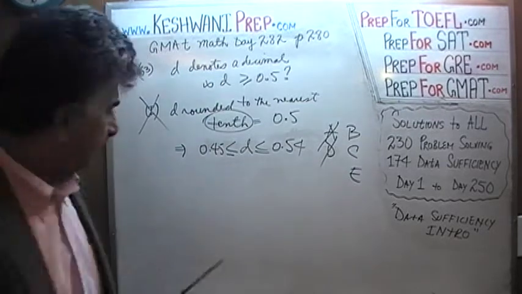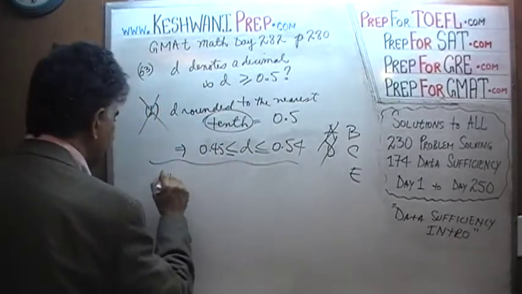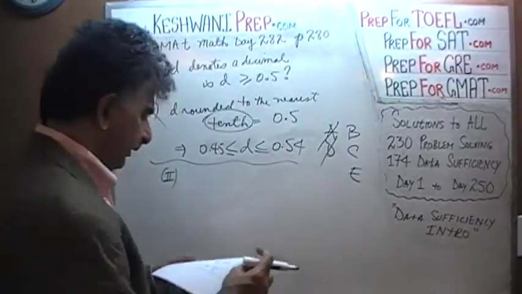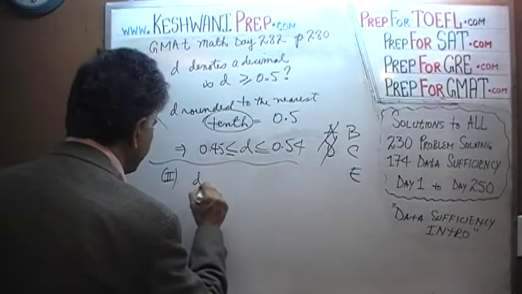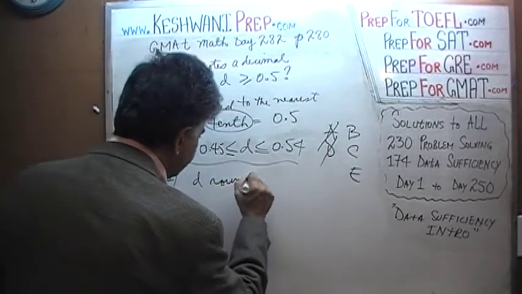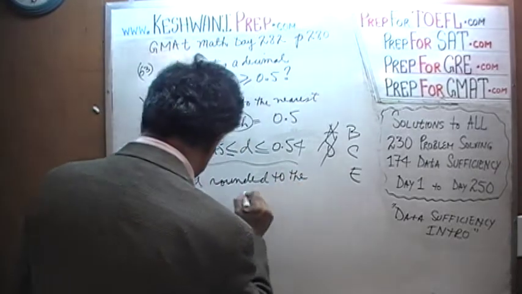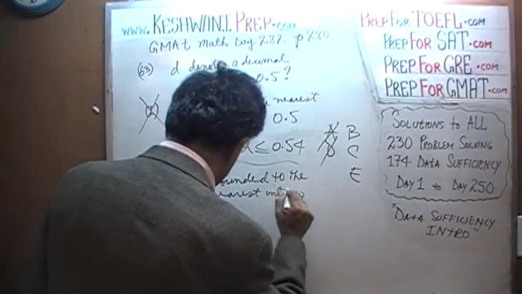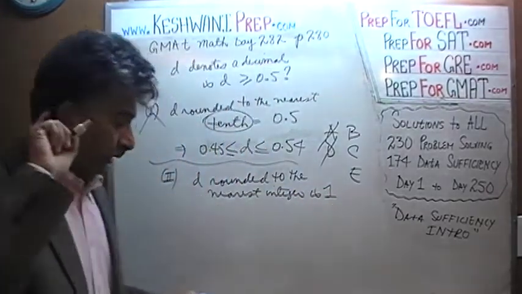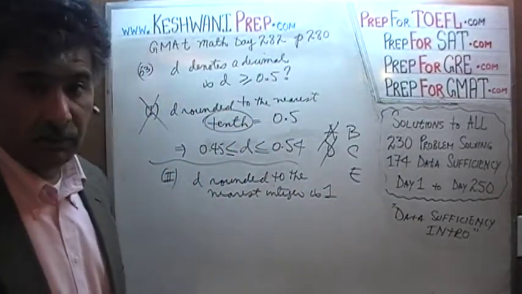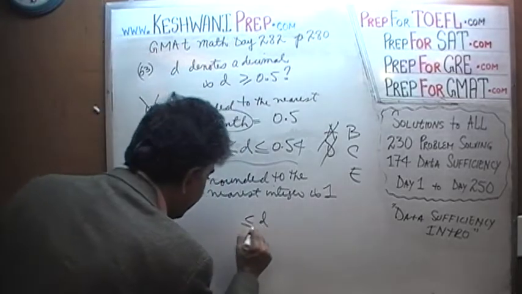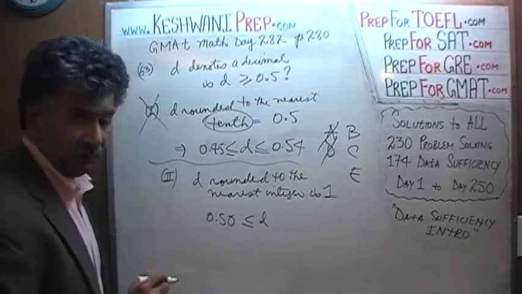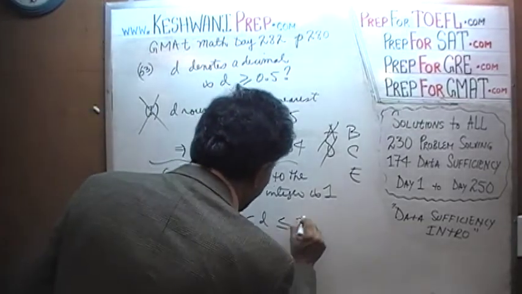Let's look at the second statement. In the second statement they tell us that D rounded to the nearest integer is 1. Well, if D rounded to the nearest integer is 1, then D would have to be between 0.50, between half and 1.49.